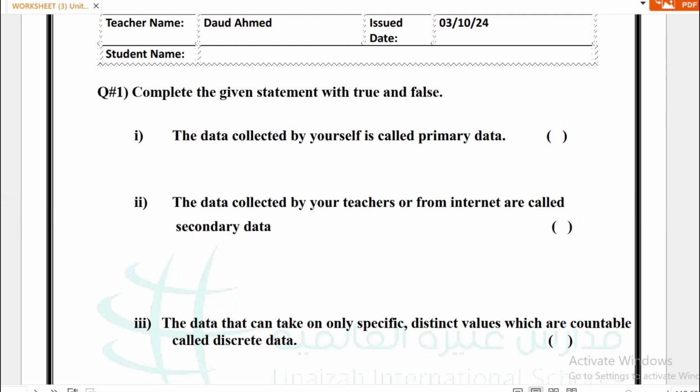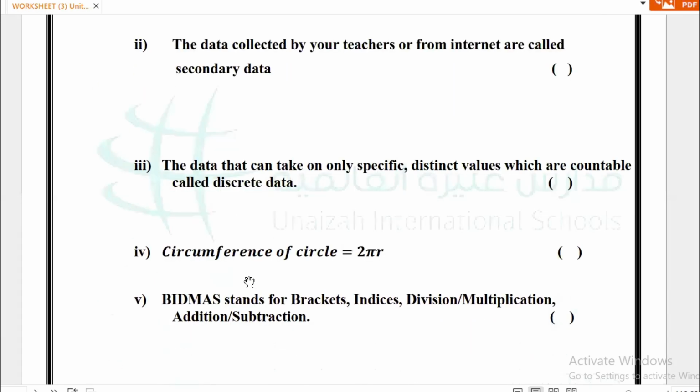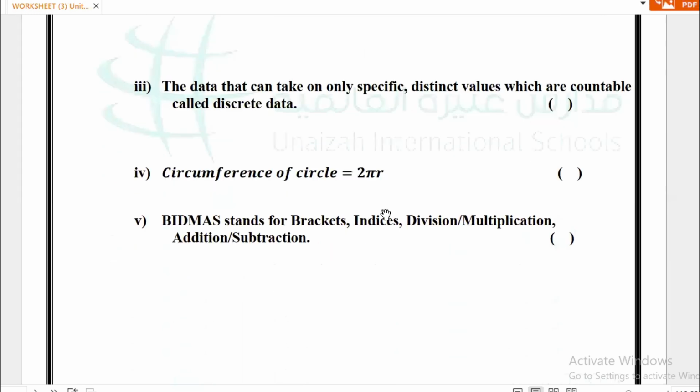Last question of true false is circumference of circle, which is equal to 2 pi r, and remember the circumference of circle is same as the perimeter of circle, and it includes the outer curved length of a circle, so that is 2 pi r, so this is correct. And the last question is BIDMAS, which stands for bracket, division, multiplication, addition, subtraction, so this is also correct.